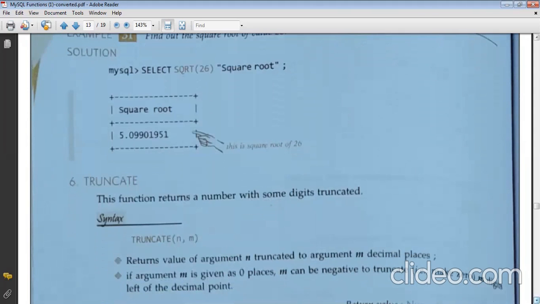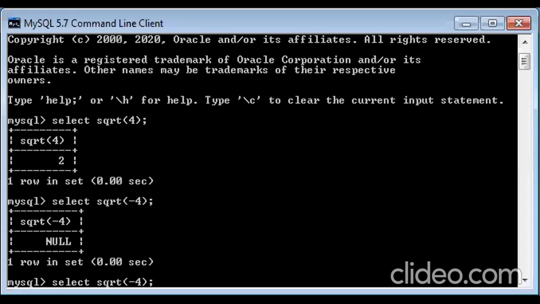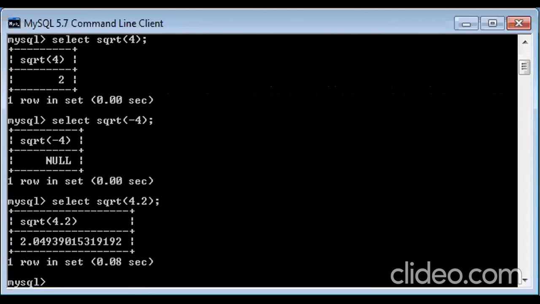Ma'am, what if it's a floating point number? Let us just check whether it accepts a floating point number or not. Let us take 4.2. So if it is a floating point value, it will definitely give you the output for that. Only negative integers are not allowed, otherwise it can take all the values. Positive and floating point values will be accepted by the function, but negative integers will not be accepted at all.